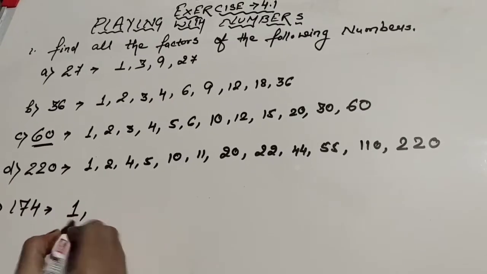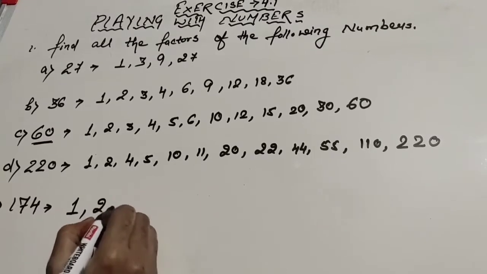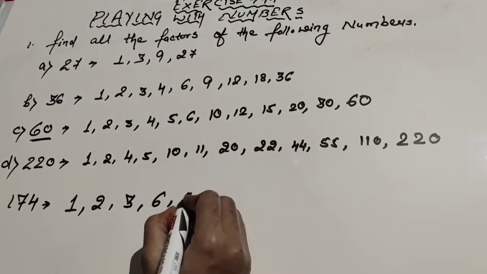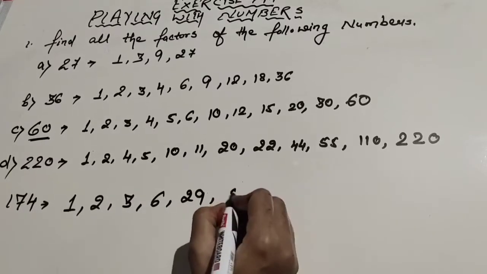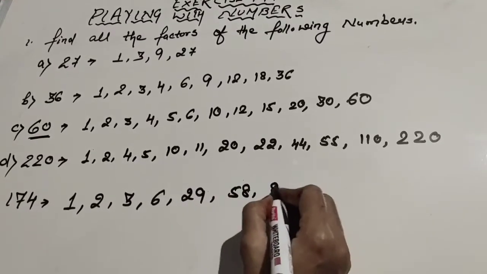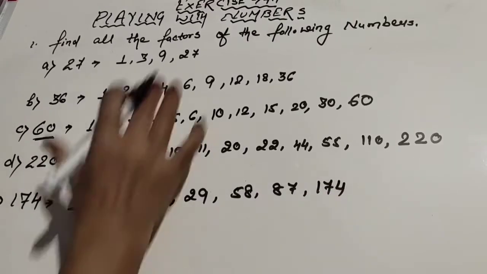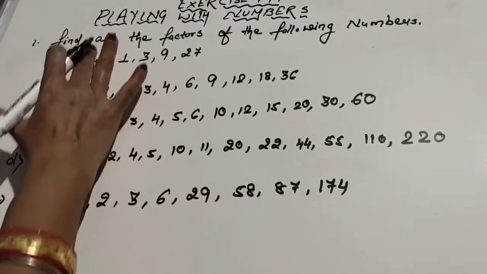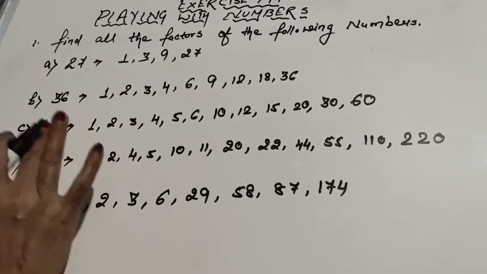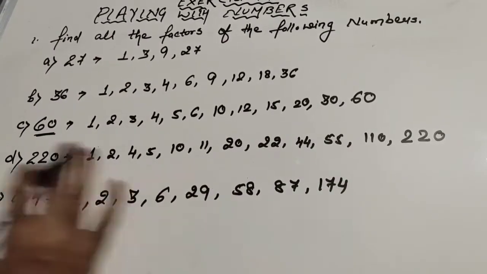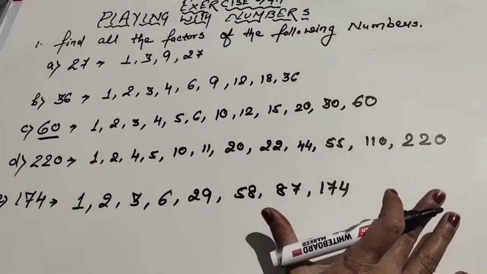So 1, 2 is also in that table, 3, 6, 29, 58, 87 and the last is 174. These are all the factors of these numbers: 27, 36, 60, 220, 174. The question may change, but you have to solve it in this way.